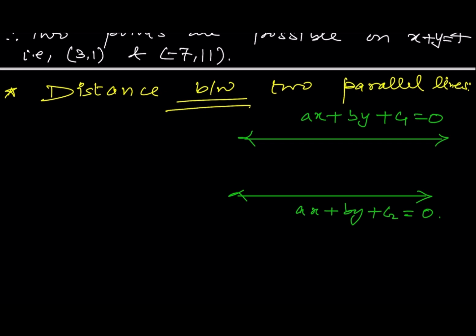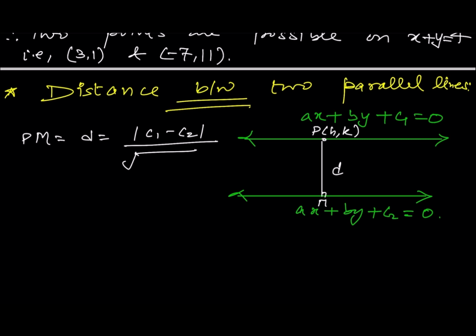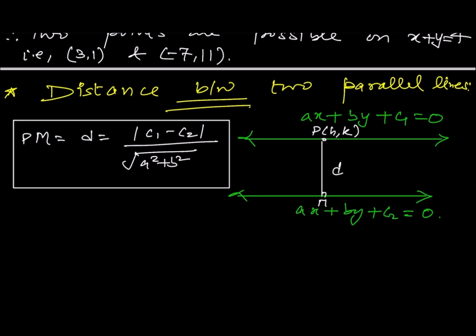Okay, so let's say a point P (h, k) is lying on the above line, and we need to find this distance D. So PM is equal to D is equal to mod of C1 minus C2 upon root over A square plus B square. This is the required distance. Let's see its proof.